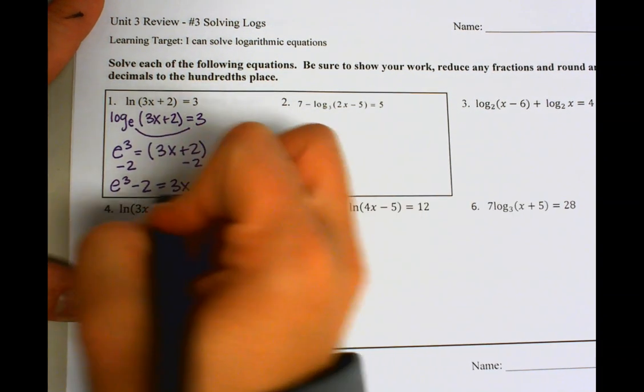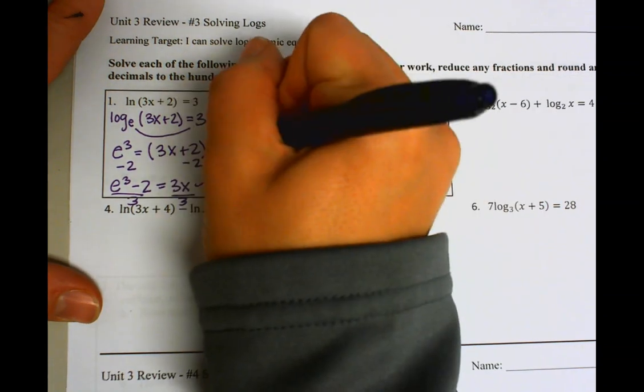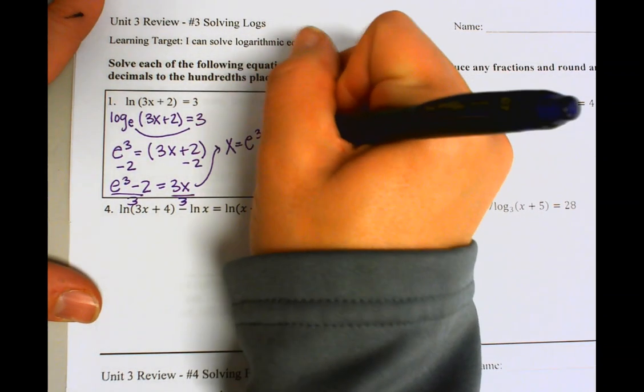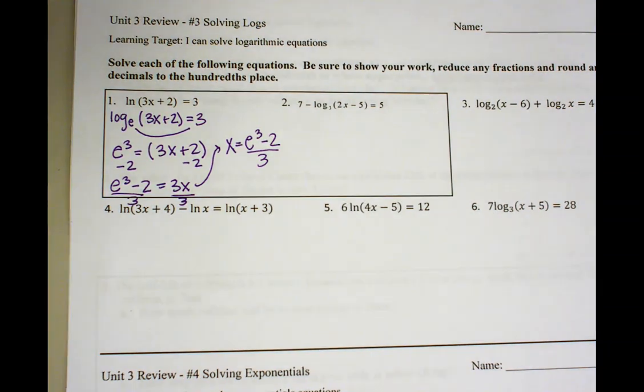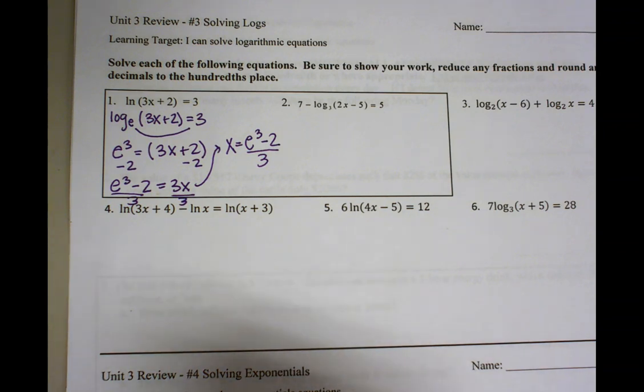Then if I divide by 3 and divide by 3, I have x equals e to the third minus 2, divided by 3. You can leave it in that form. You could also solve for it on your calculator and put it in decimal form. I would accept either at this point.